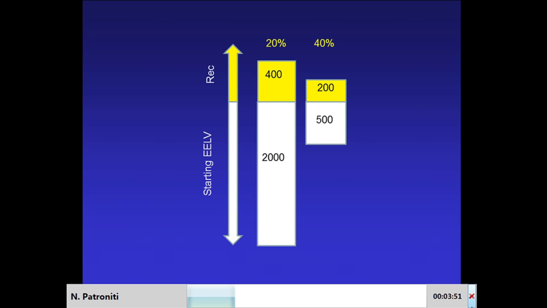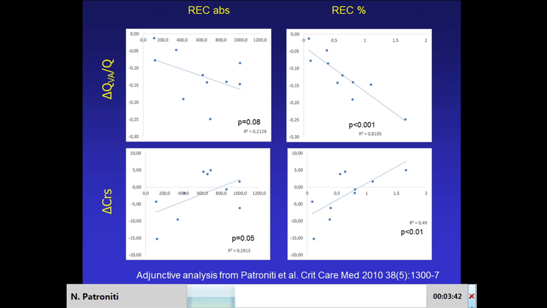From my point of view, probably this patient is a much higher recruiter than this one. This may explain why in the study I showed you before, when we use relative changes in lung volumes, we get a better correlation with gas exchange or respiratory mechanics than just using the absolute volume of recruitment that depends on the size of the patients, the compliance, and so on.